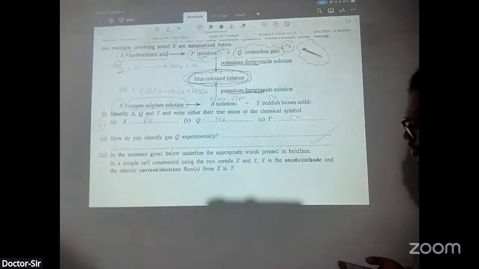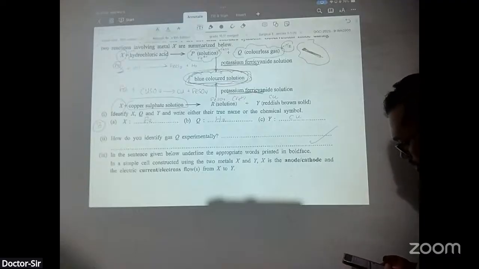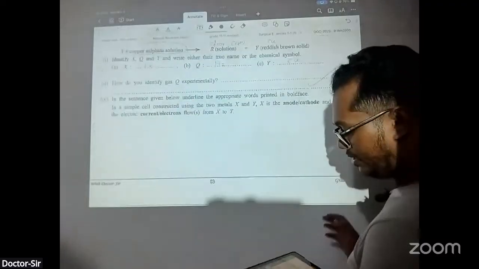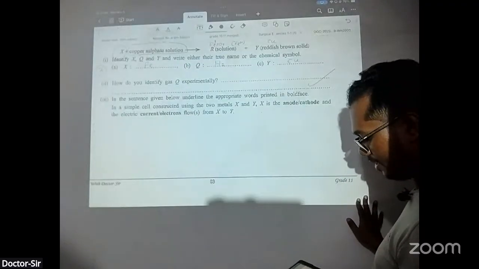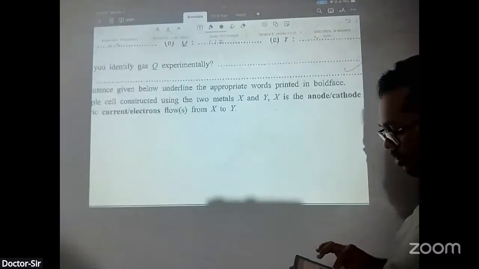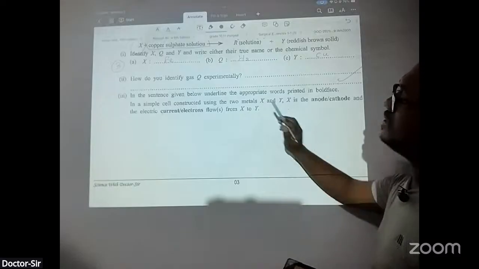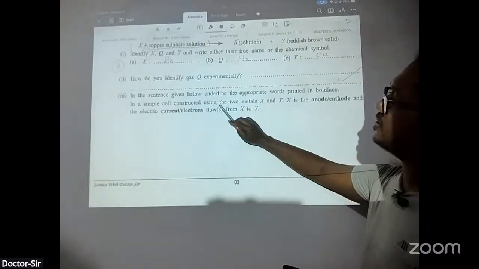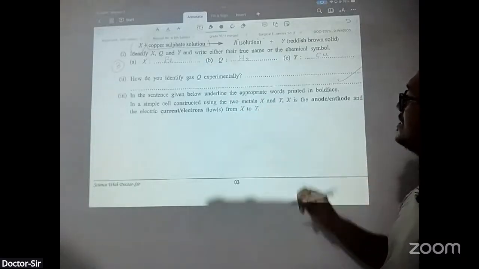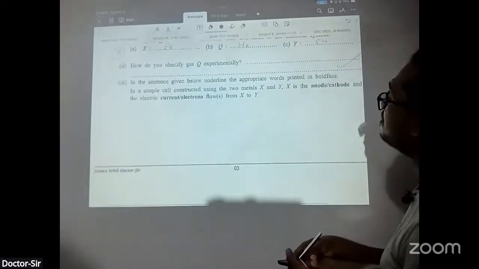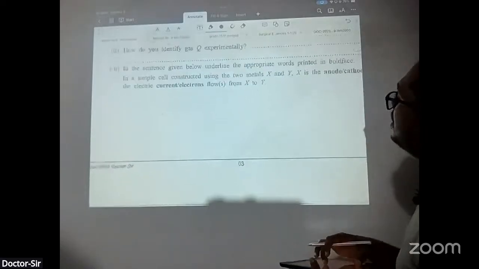Then we have to cut down some words here. Two spaces are given. In the sentence, underline the appropriate word, printed in bold face. In a simple cell constructed using the two metals X and Y, we build a cell with X and Y, right?